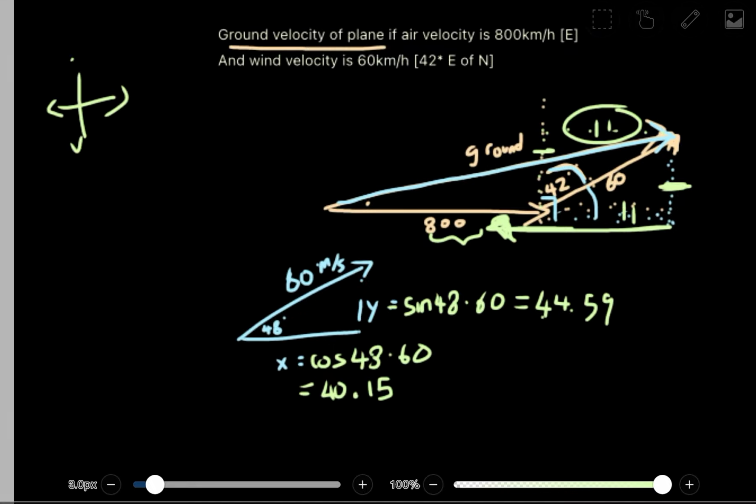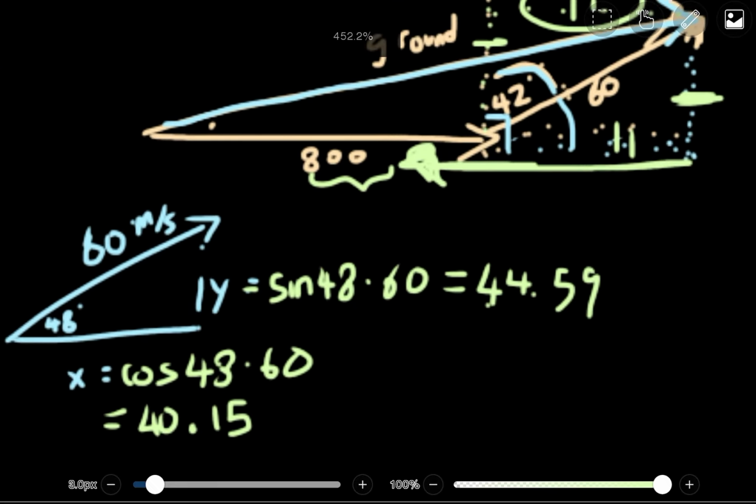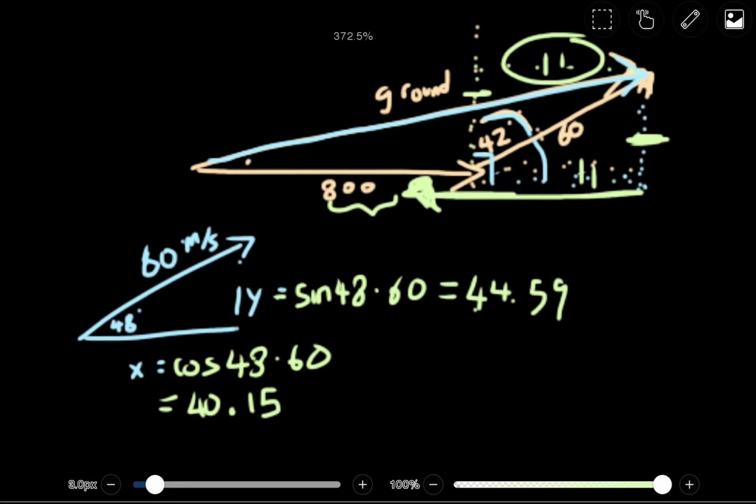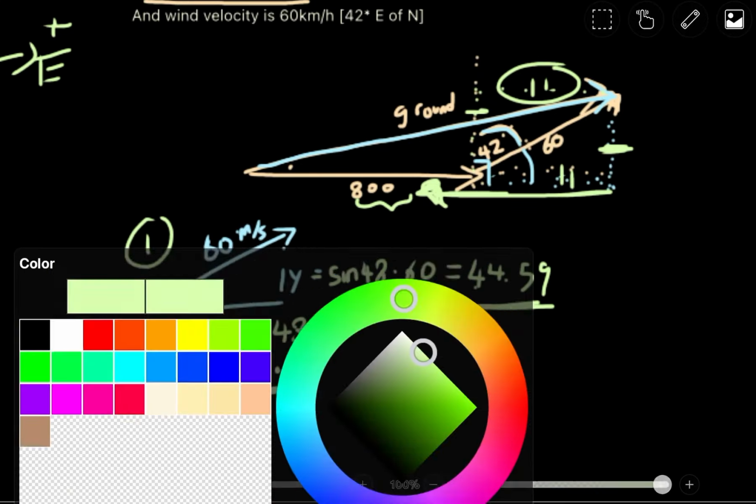Okay, so I'm just going to check something here. According to the reference coordinates that I have in mind, north will be positive and east will be positive as well. Since the y component and the x component are both going east and north, these are going to be positive. Now we've got the x and y components, so that's step one.